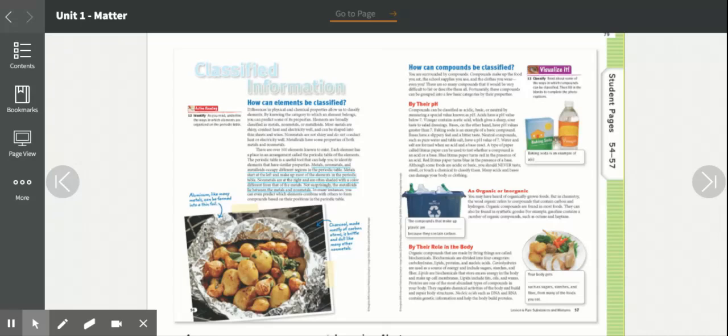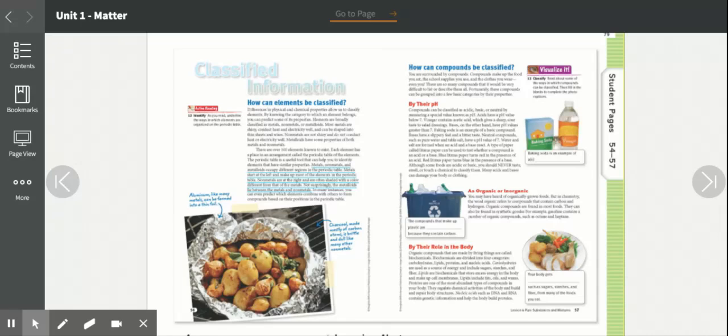Metals start at the left and make up most of the elements in the periodic table. Nonmetals are at the right and are often shaded with a color different from that of the metals. Not surprisingly, the metalloids lie between the metals and the nonmetals. In many instances, you can even predict which elements combine with others to form compounds based on their positions in the periodic table.